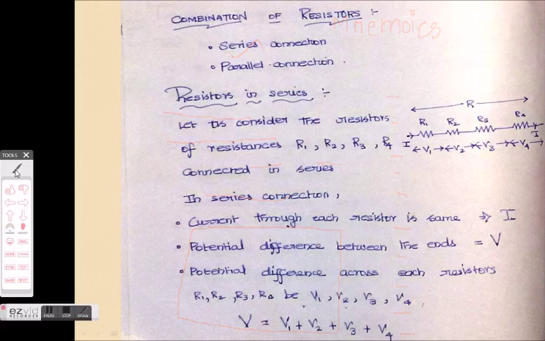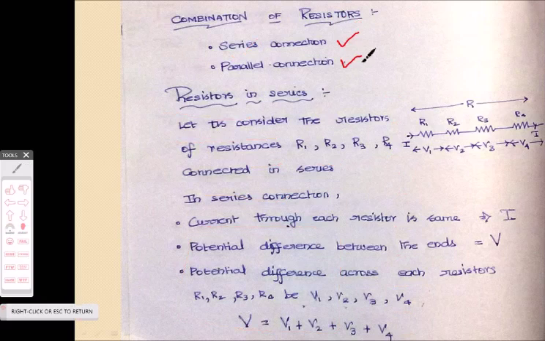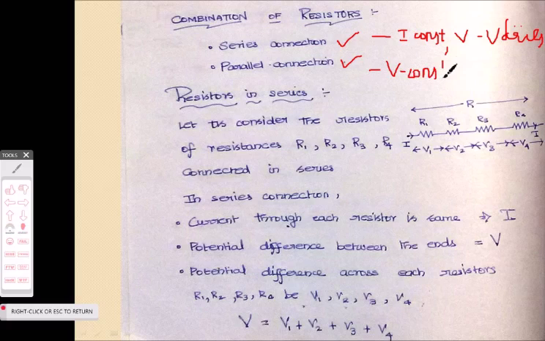Then you have to see what is the combination of resistors. There are two connections: one is the series connection and one is the parallel connection. In series connection, what will be constant? I will be constant. V varies. In parallel connection, V is constant. I varies. We have to take what varies, what is the variable.